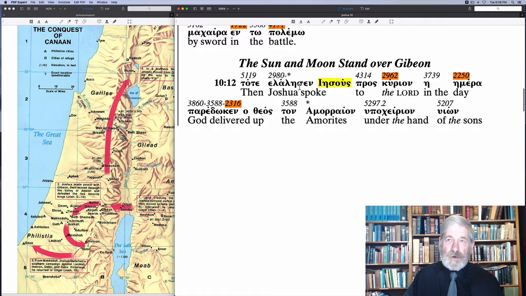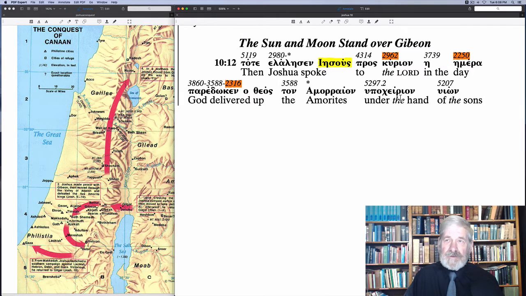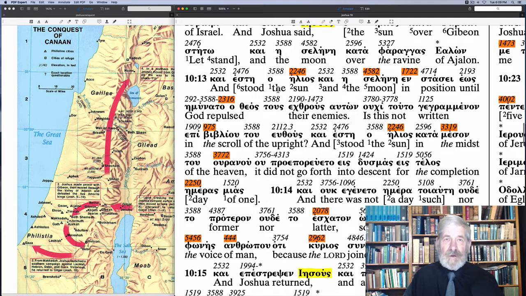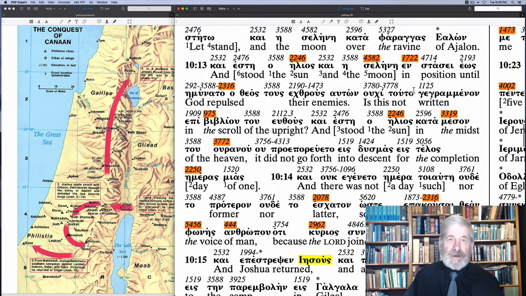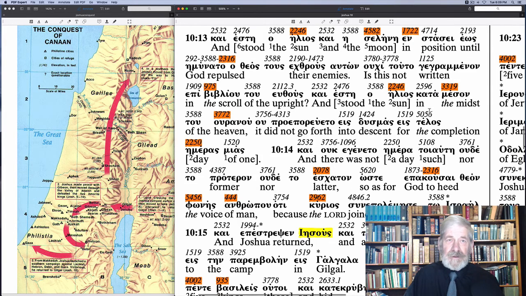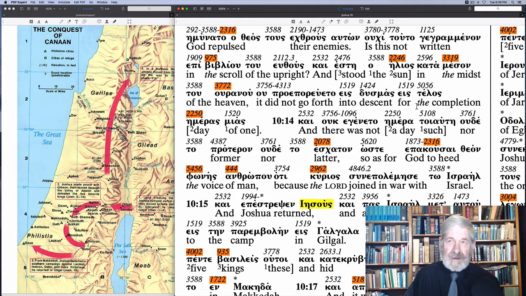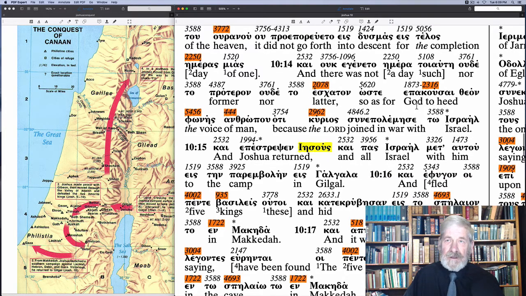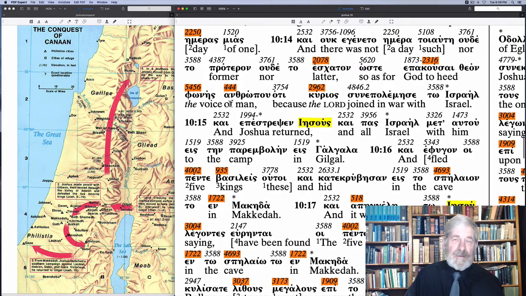Then Joshua spoke to the Lord in the day God delivered up the Amorites under the hands of the sons of Israel. So now it's kind of going back, and Joshua said, let the sun stand over Gibeon, and the moon over the ravine of Ajalon. And the sun and the moon stood in position until God repulsed their enemies. Is this not written in the scroll of the upright? And the sun stood in the midst of the heaven. It did not go forth into descent for the completion of one day. And there was not such a day, nor former, nor latter, so as for God to heed the voice of man, that would be Joshua, because the Lord joined in war with Israel.